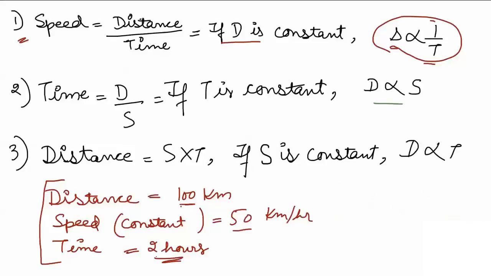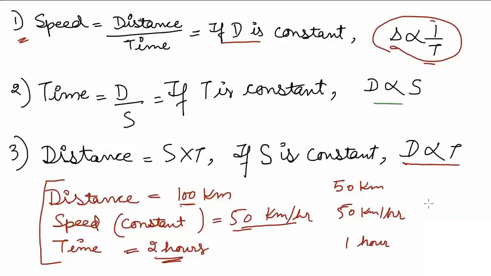So the last derivation, distance is equal to speed multiplied by time. In case the speed is constant, the distance is directly proportionate to time. So let's explain in the example. If speed is 50 km per hour, it is constant, and we have to cover 50 kilometers. Speed is 50 kilometers per hour and the distance is 50 kilometers. So we can cover the 50 kilometers in 1 hour.